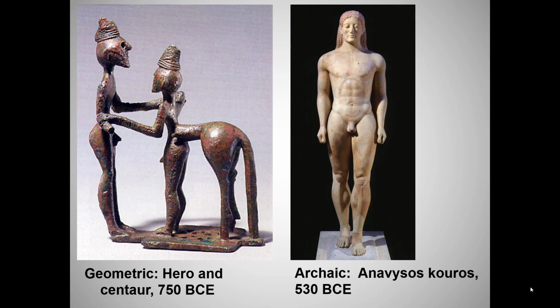Welcome to my third lecture on Greek art. Today we move away from public spaces to sculpture, along with temples, the art that for most of us defines ancient Greece. The first image that the College Board requires is the Anavisos Kouros from the Archaic period.